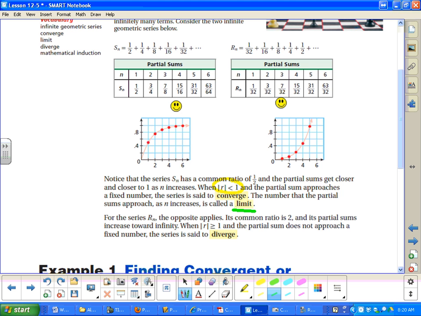Now, if r is greater than or equal to 1, which is the case for the graph on the right, we say that it diverges. So it's going away from a certain number. So the ones on the left, if r is less than 1, converge to a certain number, whereas the one on the right, if r is greater than or equal to 1, is going to diverge. And basically, it's going away from 0.